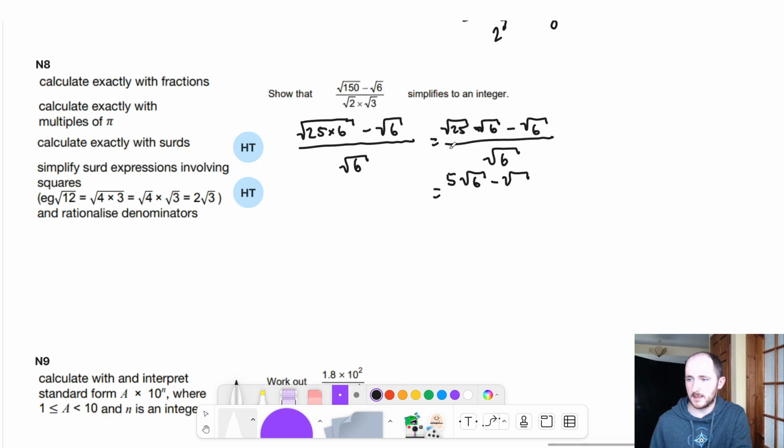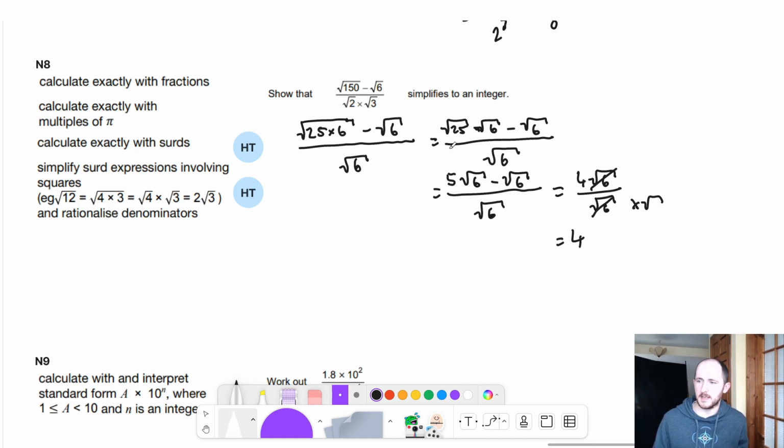minus root 6 over root 6, which is why we need to make sure one of the numbers is a square number, which means that gives me 4 root 6 over root 6. And here we could times top and bottom by a square root, or we can actually just cancel it straight away like this. So it equals 4. However, to rationalize denominators, you just times top and bottom by square root 6 and simplify from there.